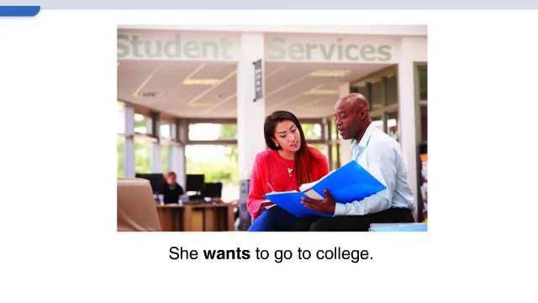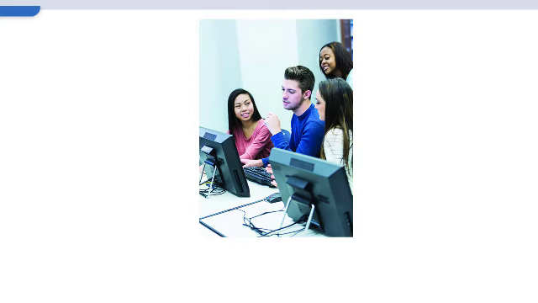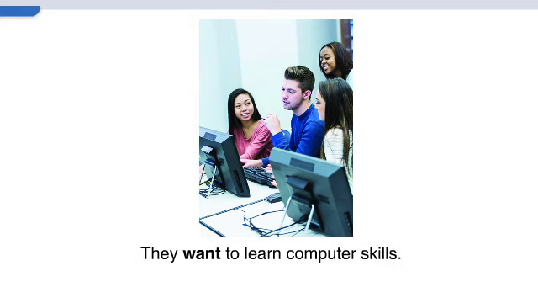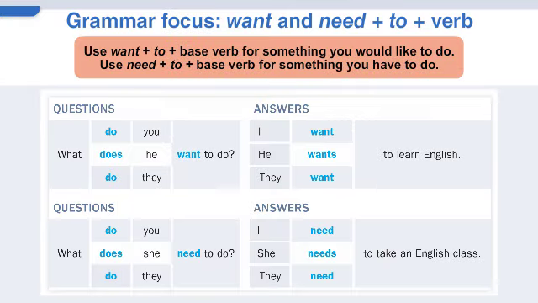She wants to go to college. She needs to talk to a counselor. They want to learn computer skills. They need to take a computer class. Let's review. Use want plus to plus base verb for something you would like to do. Use need plus to plus base verb for something you have to do.